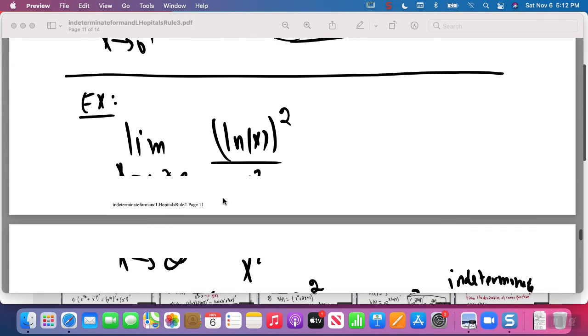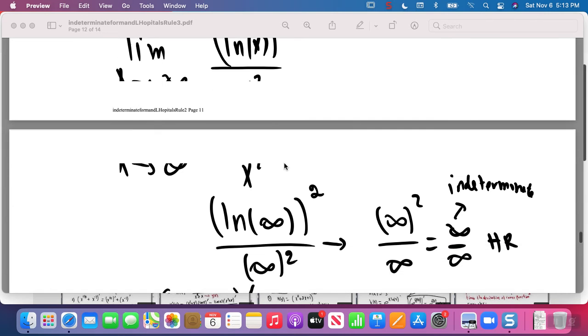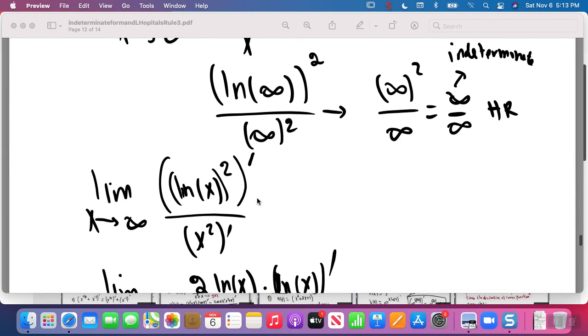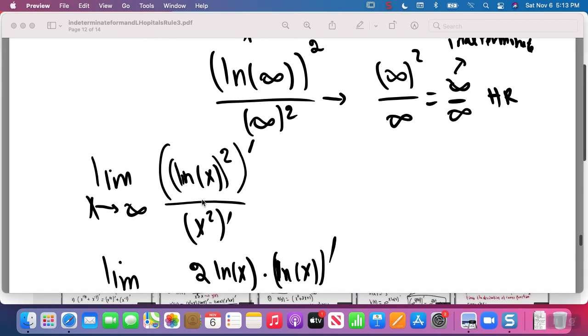So you have the limit as x approaches infinity of natural log of x raised to the second power divided by x squared. When you let x go to infinity, natural log of infinity goes to infinity, and infinity squared is infinity. And x squared as x goes to infinity gives you infinity. So you end up with infinity over infinity for this problem, so we can apply L'Hopital's rule.